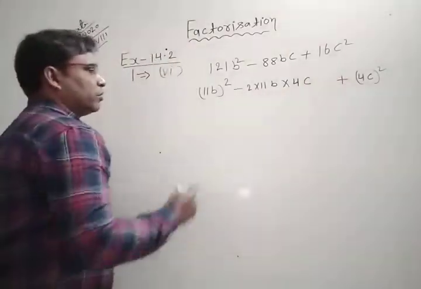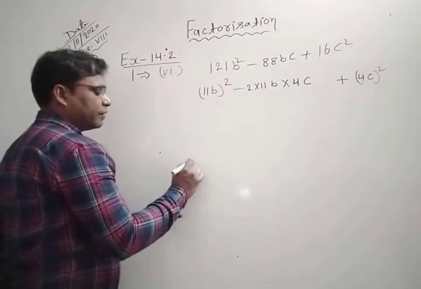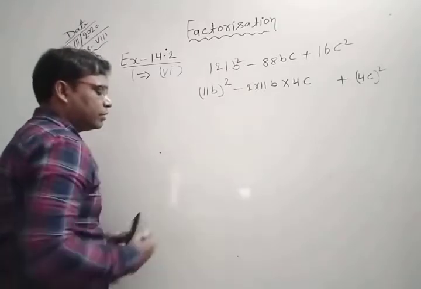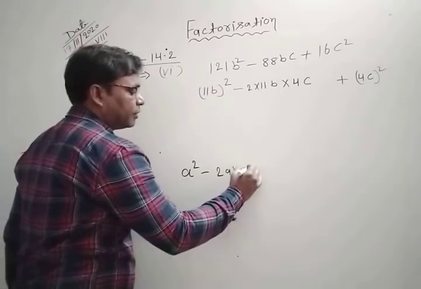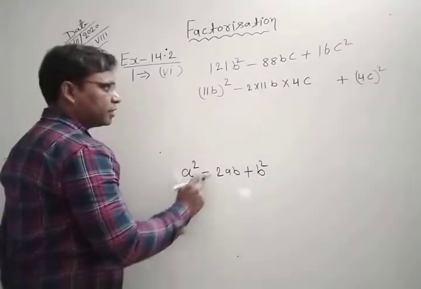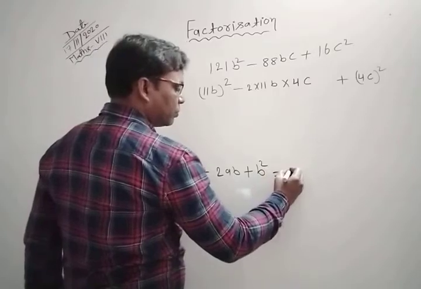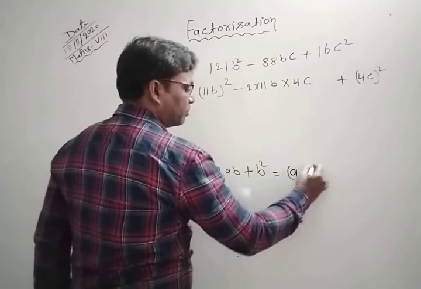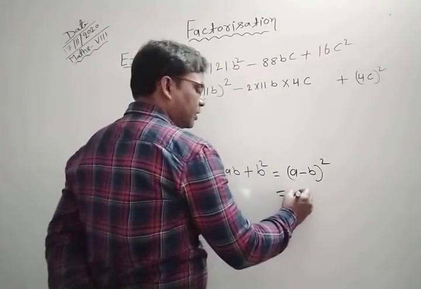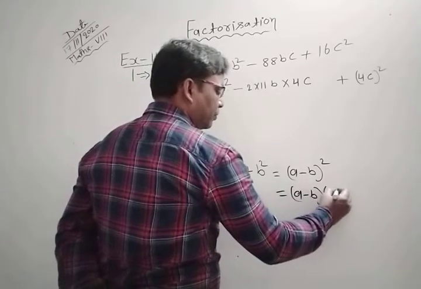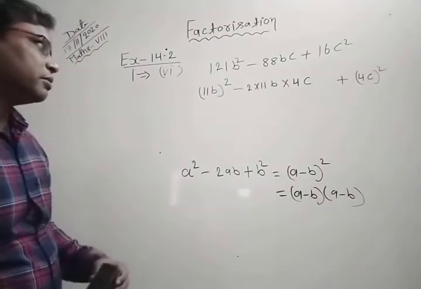So if you can see it, then you have remembered it like this: a square minus 2ab plus b square, or a square plus b square minus 2ab. This is equal to what? You can write the whole square of a minus b. Also you can write a minus b into a minus b. Clear?